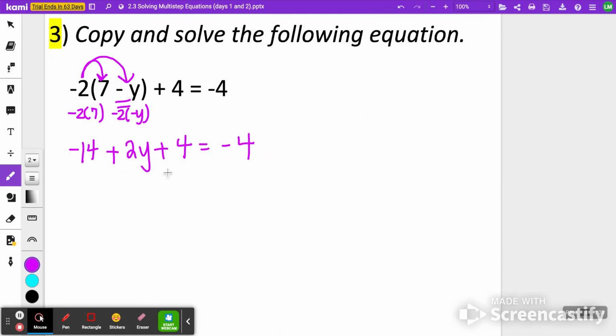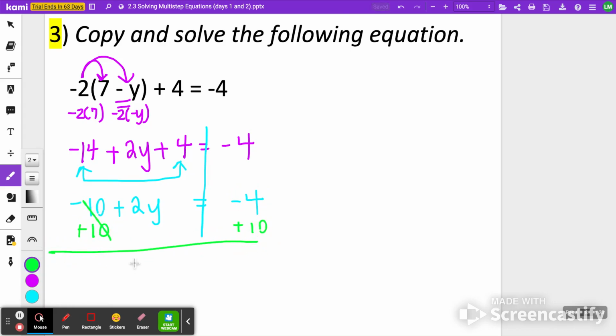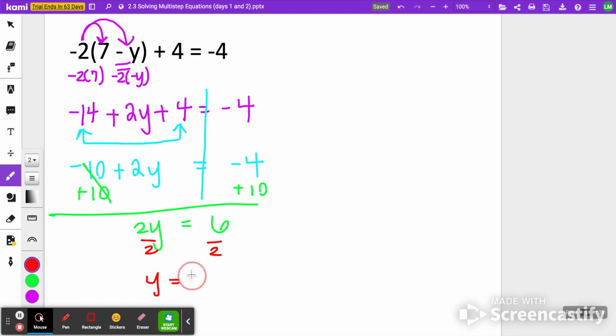I'm going to bring down everything else and go ahead and combine like terms. The 2y cannot be combined with anything, but the 4 and the -14 can. That's going to give me a -10 plus 2y is equal to -4. Next up, I'm going to add or subtract. I'm going to add this 10 to both sides. So I get 2y is equal to 6. And then my final step will be to divide by 2. So right here I'm getting y is equal to 3.